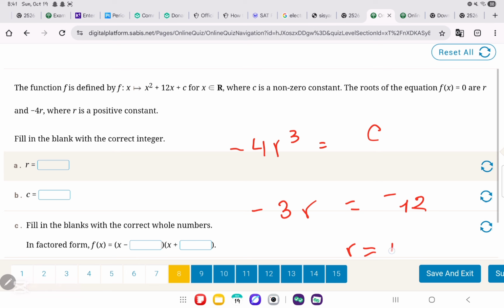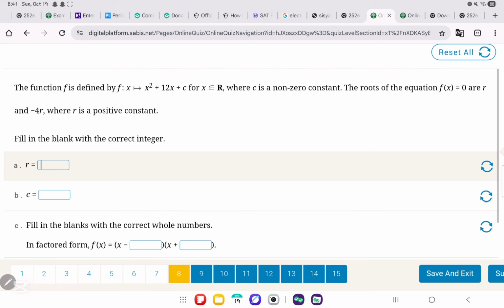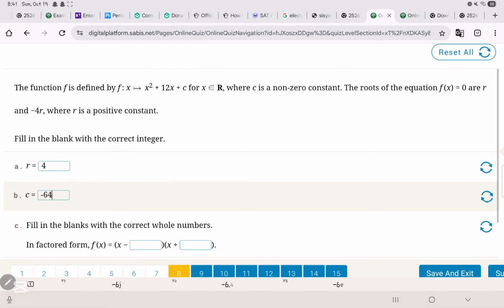Which is 4. Now, where do we put it? We put it over here. So minus 4 times 4. Sorry, this is squared, not cubed. So minus 4 times 4 squared. This will give us an answer, which is equal to c, which is minus 64. So now we have the value of r, which is 4, and we have the value of c, which is minus 64. So 4 and minus 64. We move on to part C.